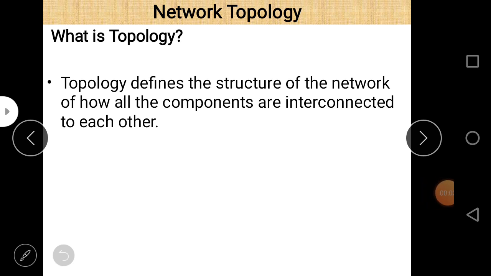Hello IP students. Today our topic is computer networking, and this is computer networking part 4. In this lecture we are going to discuss network topology.